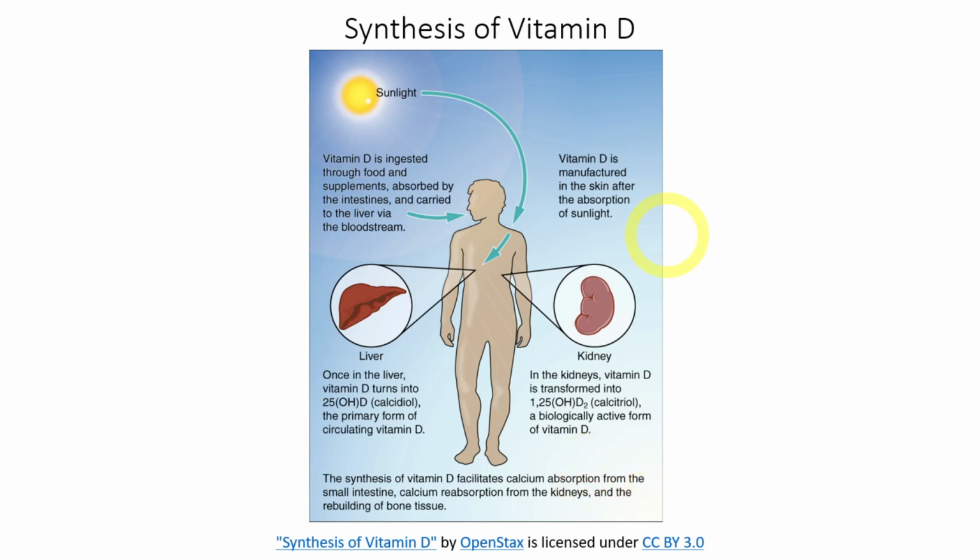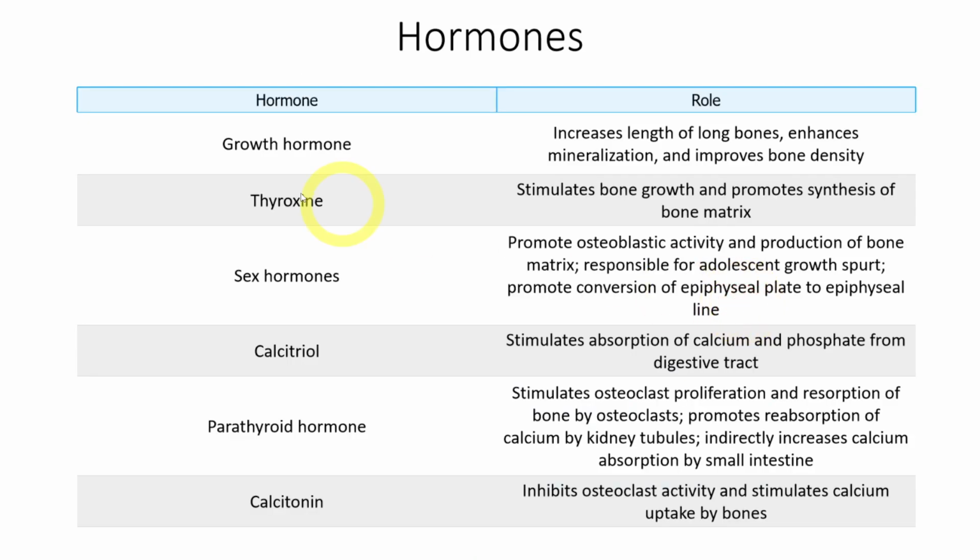This just shows how vitamin D comes from sunlight, or you just eat it through food like milk, and it works in the bones, and it also works in the liver and kidney, and it does lots of stuff.